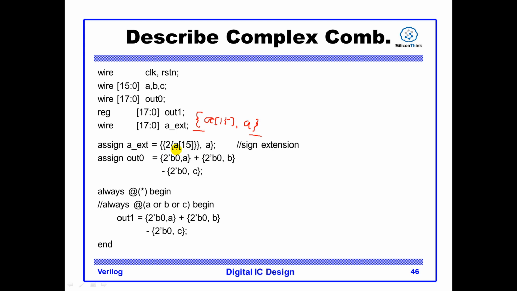Or if you want to repeat the same bit segment several times, you can write it in this format. This repeats this bit segment 2 times, so this is equal to 2 bits of A15. So these 2 bits and 16 bits yield 18 bits. This is called sign extension. And sign extension is usually used in arithmetic operations, that is add and sub for signed numbers.